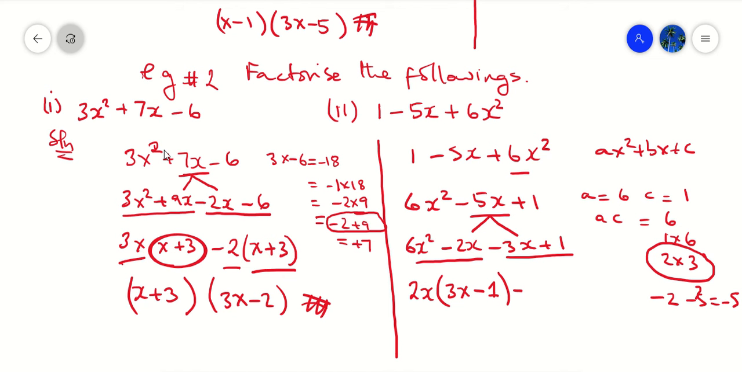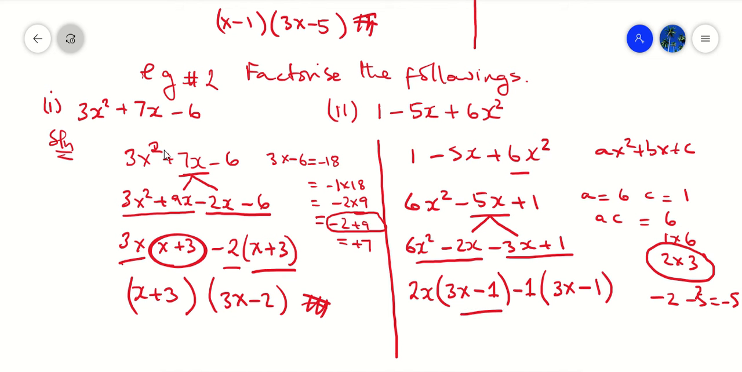Then minus, what's the common factor between the two? Minus 1 into the bracket 3x, but here our sign has to be minus, because minus times this minus and this minus will give you positive, minus 1.